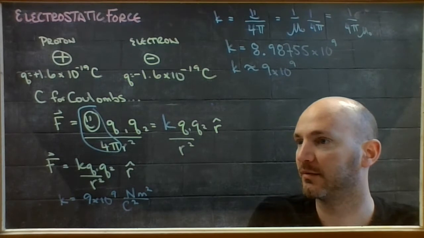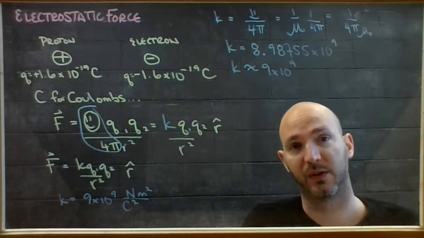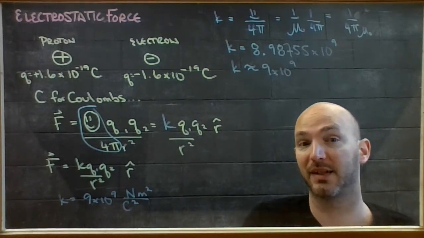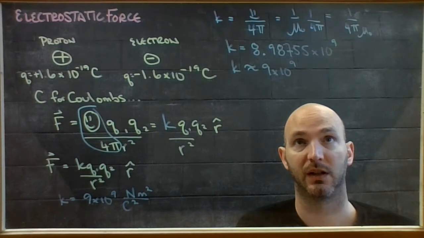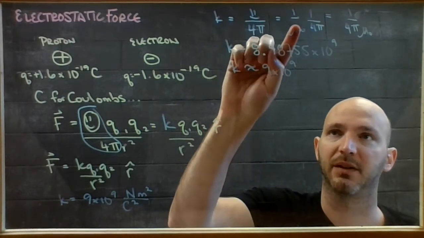Okay, lovely. So just a sort of closing word on this thing here, mu naught being the permittivity of a vacuum. Actually, it's not mu, it's epsilon.